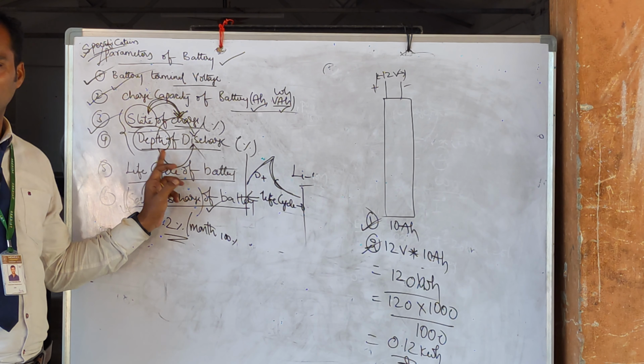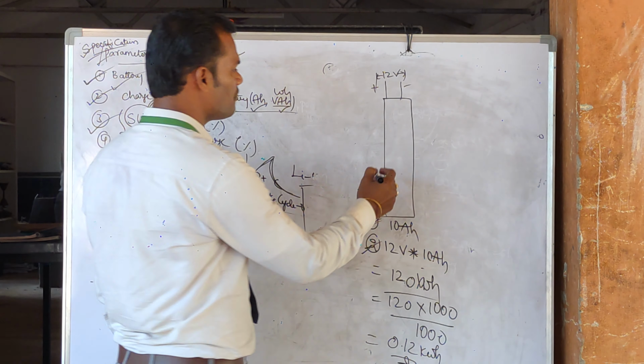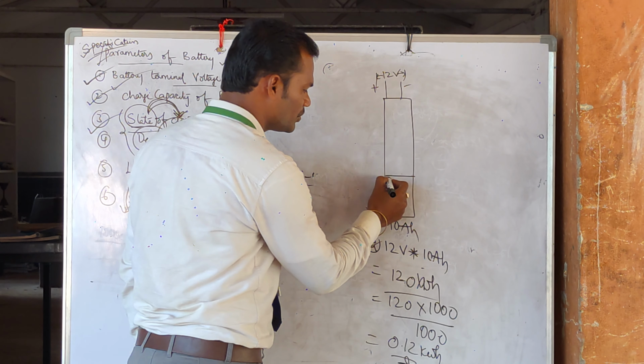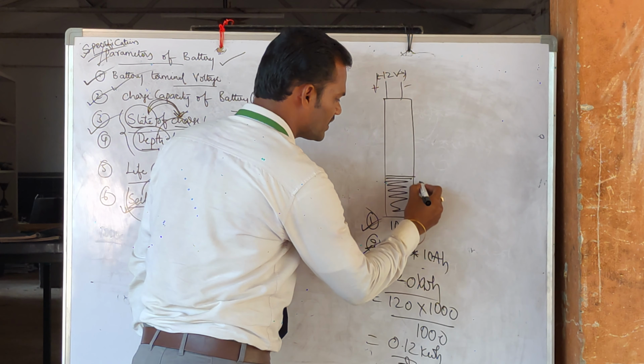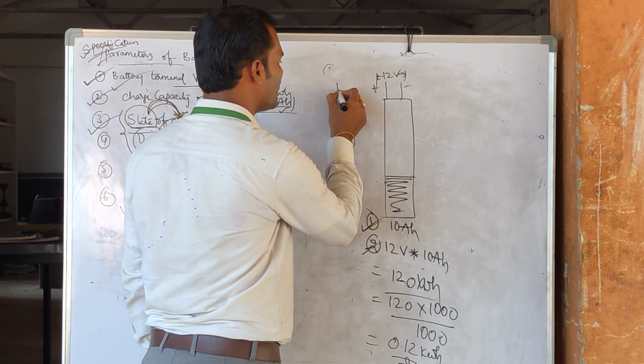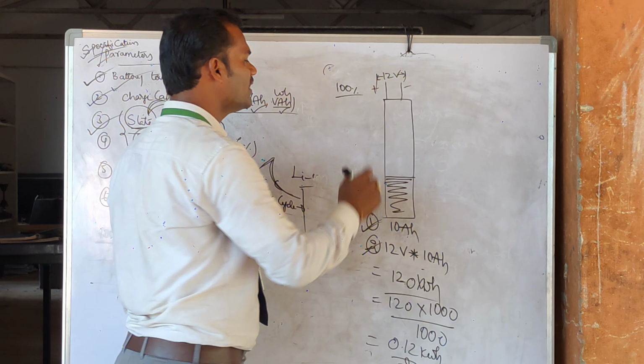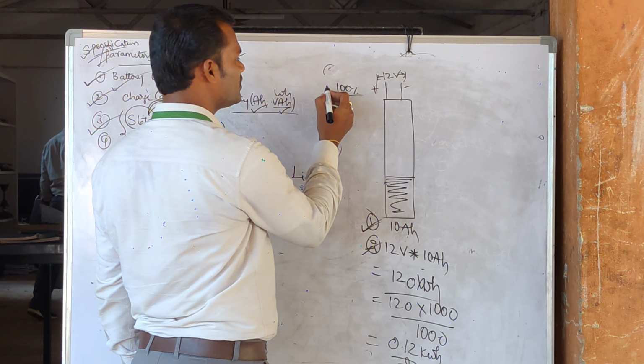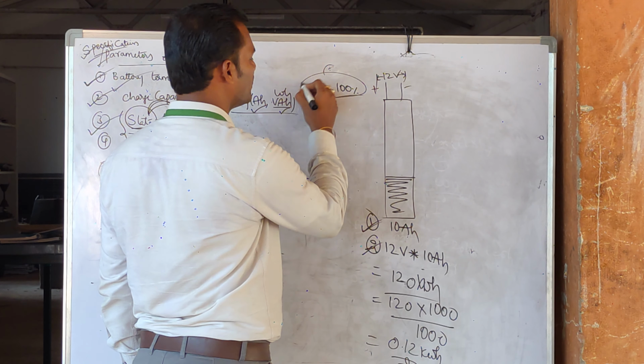State of charge and depth of discharge. So you have a battery and the battery is almost all drained. Okay, and this is indicated in which color? Green color. So already when I kept the battery at the morning, what is the amount of charging available in the battery? 100%.